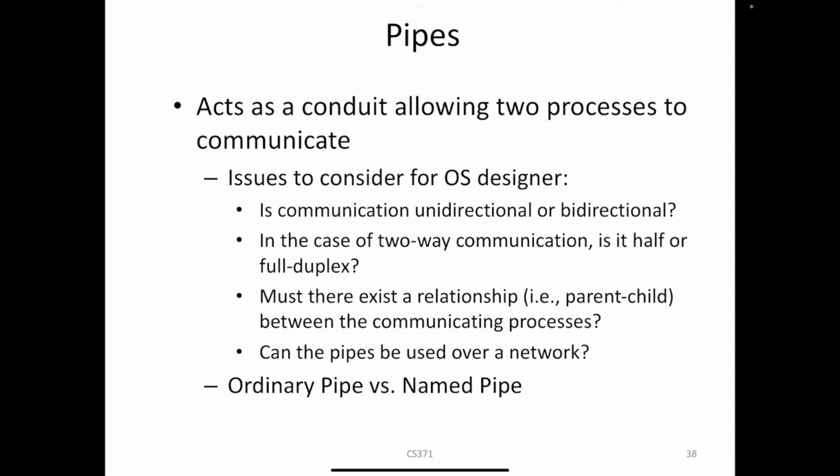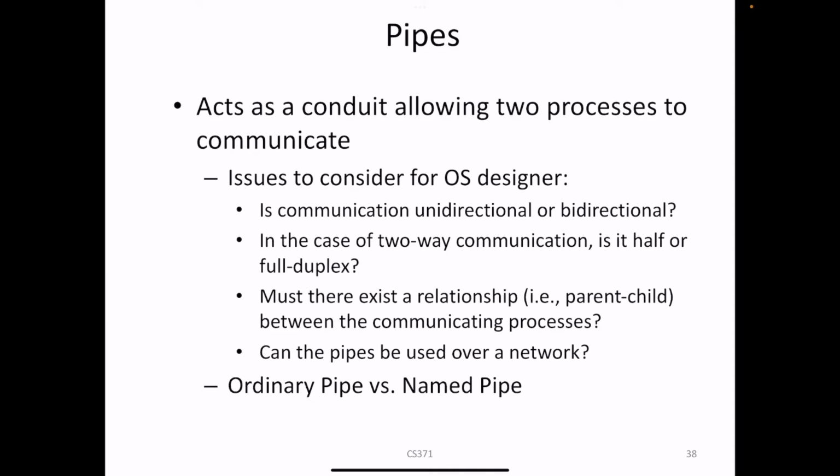The last mechanism for processes to communicate with each other is called pipes, which act as a conduit allowing two processes to communicate. If the operating system wants to provide this mechanism to the user, there are several things that need to be considered by the operating system designer.